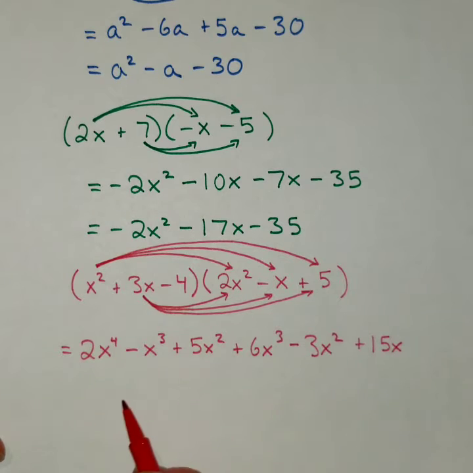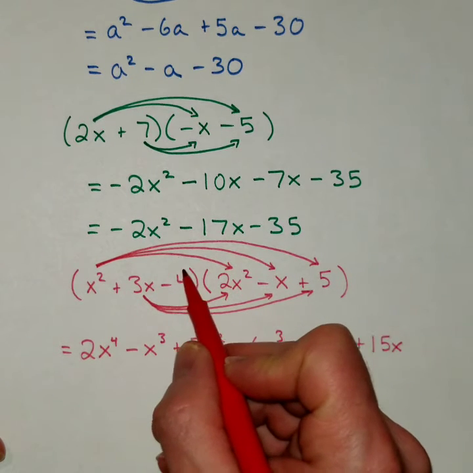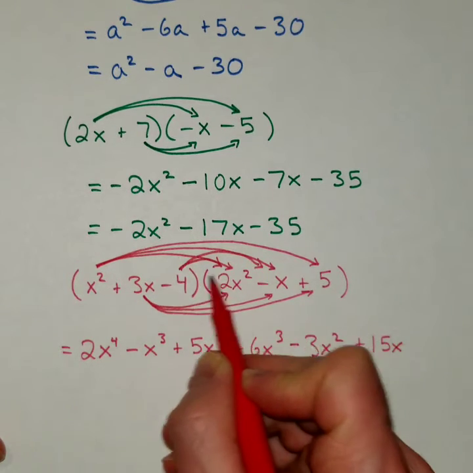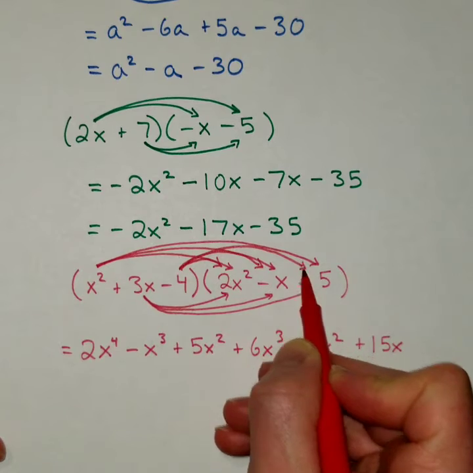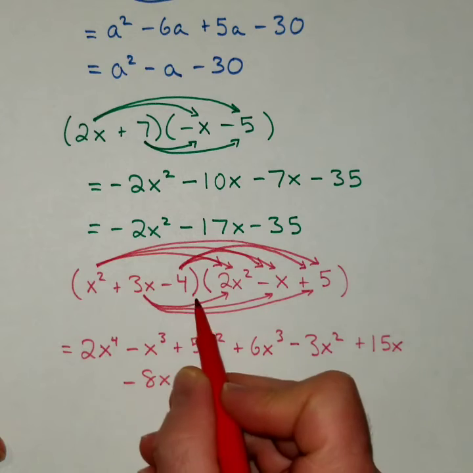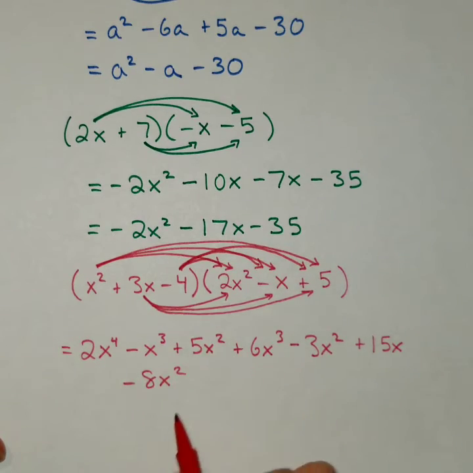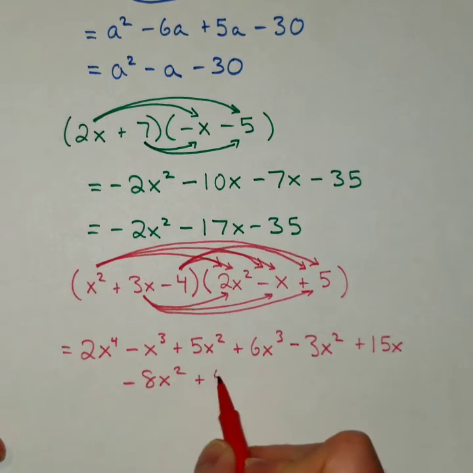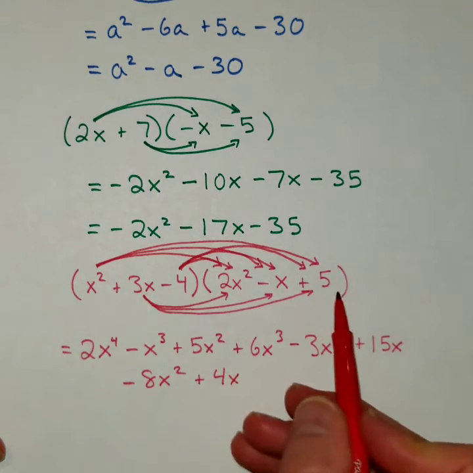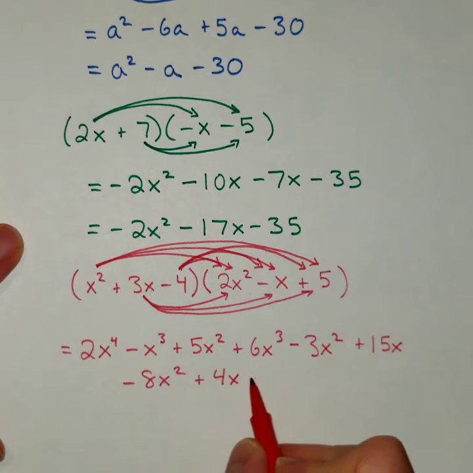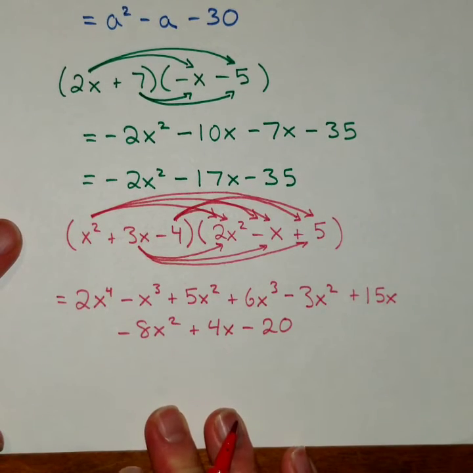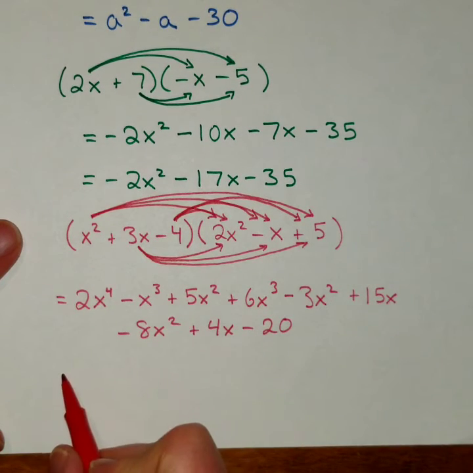Now I'm running out of space, so I'm going to have to bleed this over to the bottom. I'm going to also go, the negative 4 must multiply everything here as well. So negative 4 times 2 is a minus 8x to the second. Negative 4 times negative x is positive 4x. And negative 4 times positive 5 is a negative 20. Okay. And now I just have to combine all of my like terms. Now, there's only one x to the fourth term.